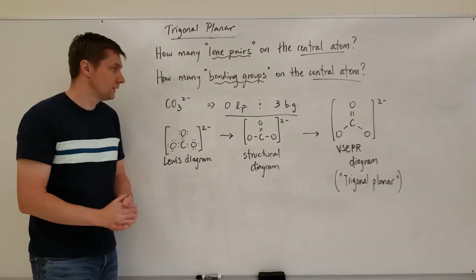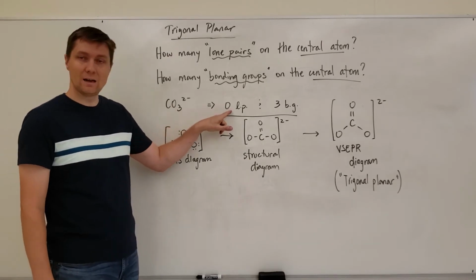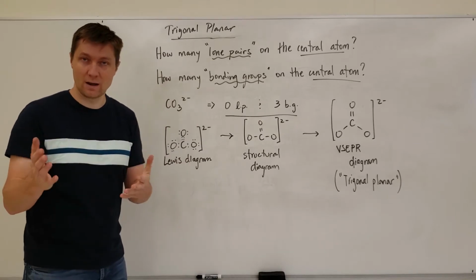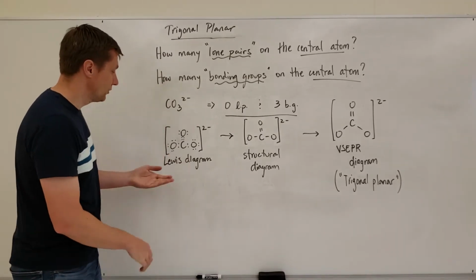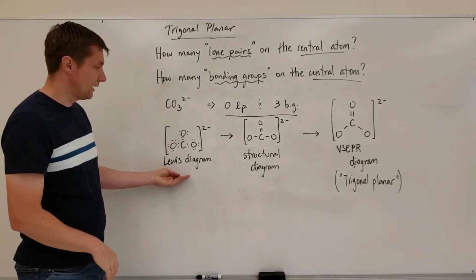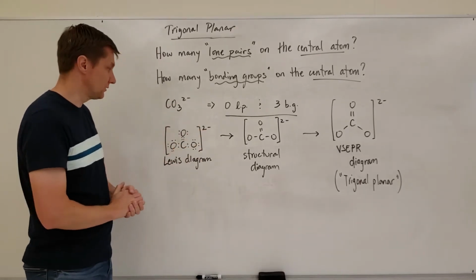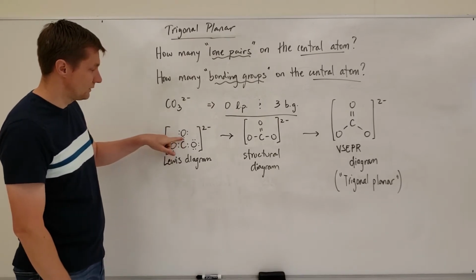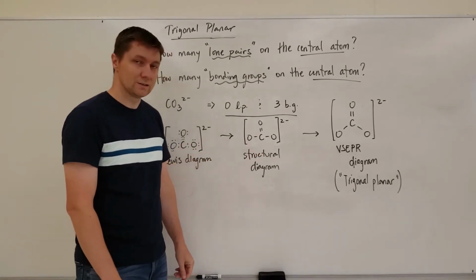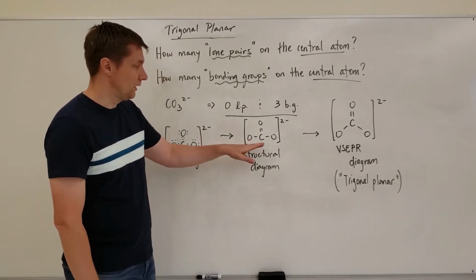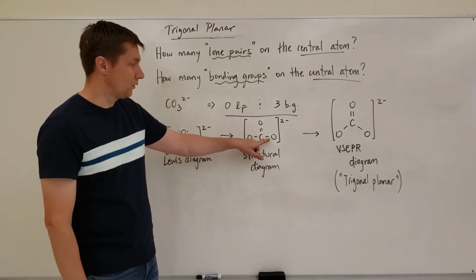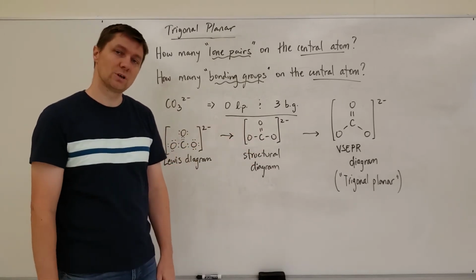Trigonal planar's up next. Here's the configuration for it. The central atom is going to have 0 lone pairs and 3 bonding groups around it, and that's around just the central atom, remember. So here's an example of the carbonate ion, CO3 2-. Here's the Lewis diagram for this. Remember the square brackets with the charge on the outside. You can see that this carbon has a double bond here and then a single bond and a single bond on the other sides of it. And so again, here's the structural diagram. You can see that there's no lone pairs on the central atom, and there are 1, 2, 3 bonding groups around the central atom.